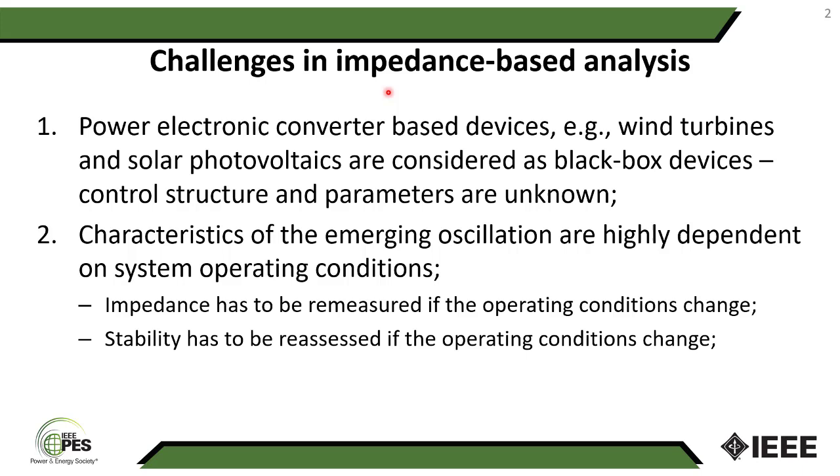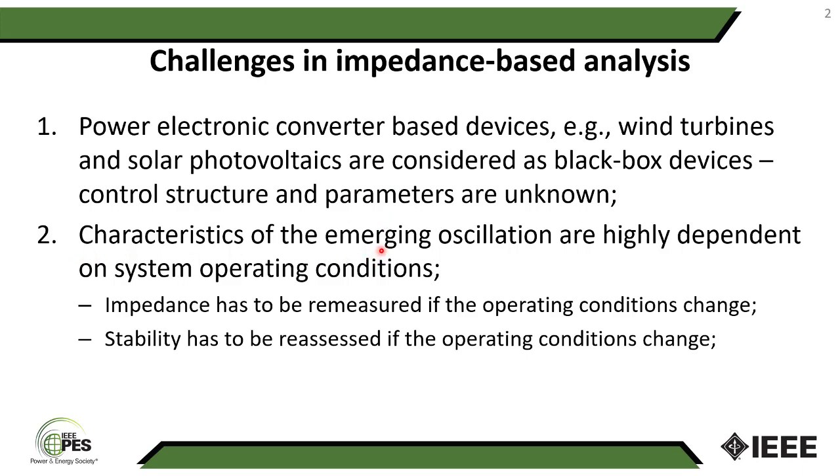We know that impedance-based analysis has been widely used and studied for the small signal stability analysis of power electronic devices and modern power systems with high penetration of power electronic converters. The power electronic converter-based devices, for example, wind turbines and solar photovoltaic inverters, are considered as black box devices, which means that the control structure and parameters are usually unknown. The impedance has to be measured for these black box devices.